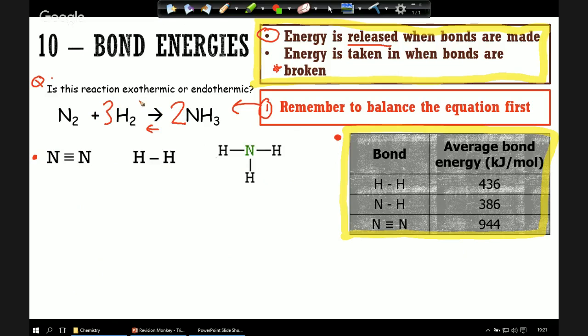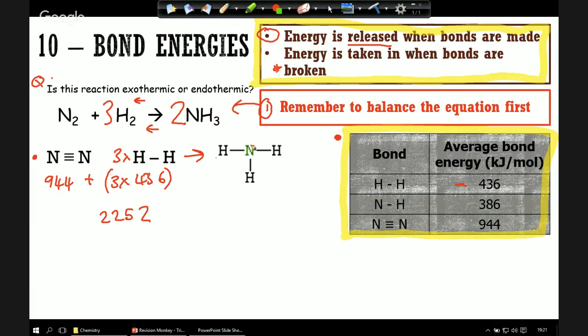Having a look at the bond energies on this side of the reaction first of all, we've got N2, which is simply an N triple bond N, so that's 944. And we need to add that to 3 lots of H2. So that's what H2 looks like. So we need 3 lots of those. So we need to add that to 3 lots of 436. And that will give us a total bond energy on this side of 2,252.